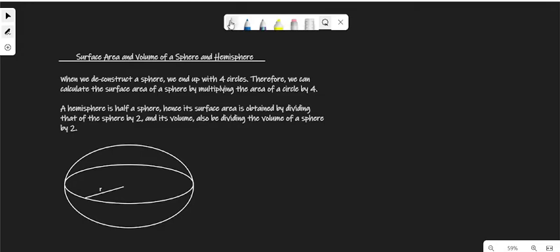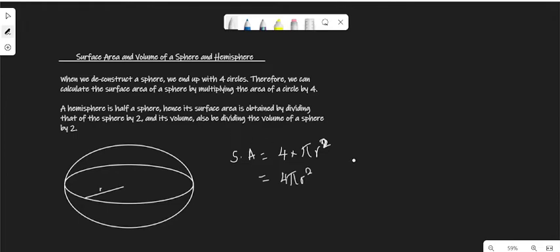So if that is the case, then the surface area of a sphere, SA, is 4 multiplied by the area of each of the circles. The area of a circle is pi r squared. So the total surface area of a sphere is 4 multiplied by pi r squared, since we deconstruct a sphere and we end up with 4 circles. So the total surface area of the sphere is the area of the 4 circles. That is why we have 4 pi r squared here.